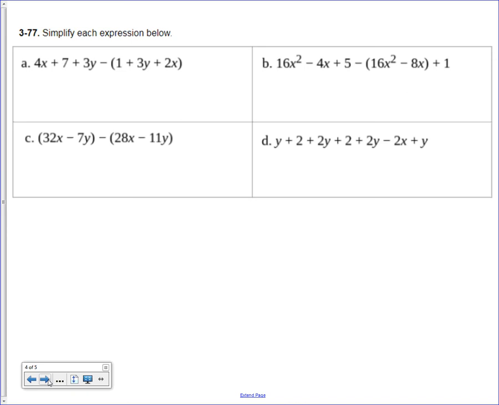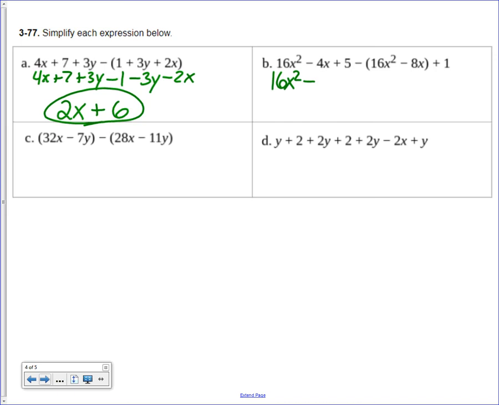Okay, problem number 77. It says to simplify each expression. So first thing I'm going to do is make everything in the parentheses its opposite. So I get 4x plus 7 plus 3y minus 1 minus 3y minus 2x. So 4x minus 2x gives me 2x. 3y minus 3y is 0. And then 7 minus 1 is going to be 6. So I'm going to get 2x plus 6. Same thing for this one. Do everything in the parentheses opposite. So I get 16x squared minus 4x plus 5 minus 16x squared plus 8x plus 1. 16x squareds are 0. -4x plus 8x is 4x. And 5 plus 1 is 6. So I get 4x plus 6 is my answer.